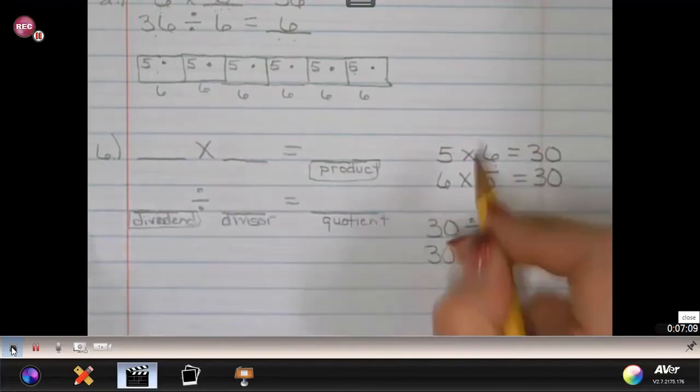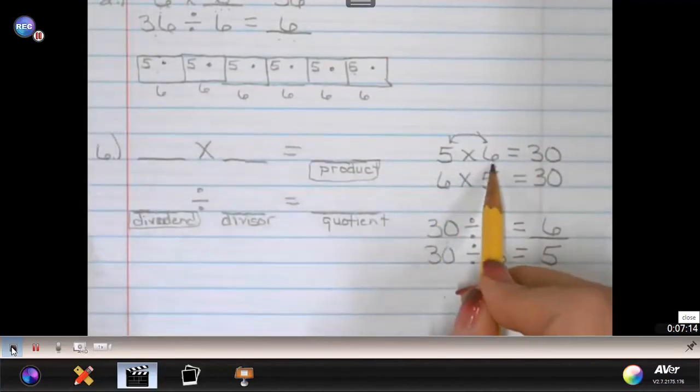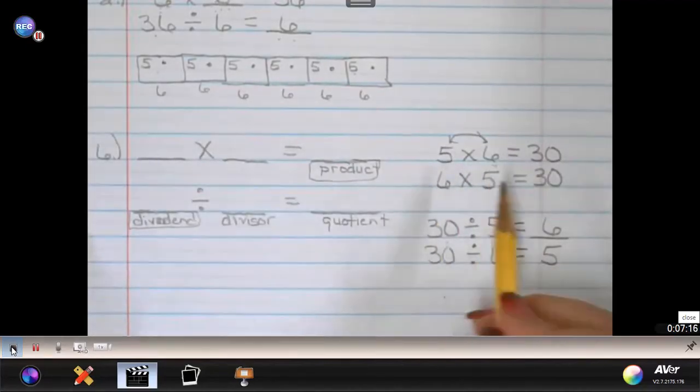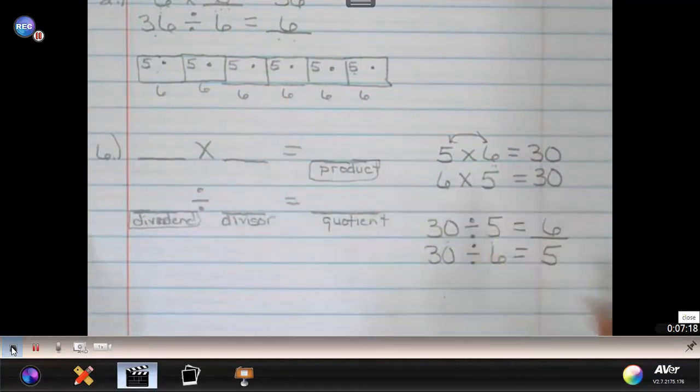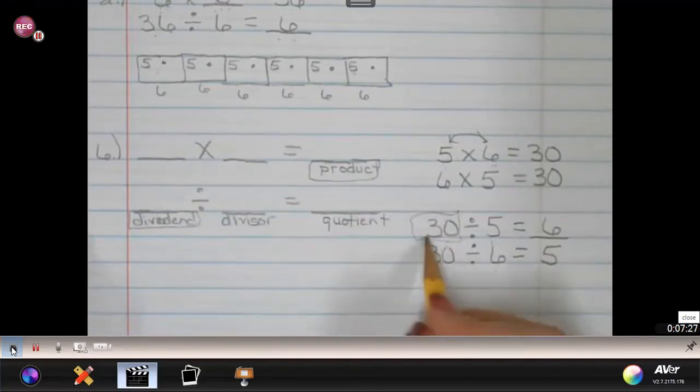So just like in multiplication, our groups and our number in each group can be interchangeable or switched. Our groups and our number in each group can also be switched. But we always in division start with our total.